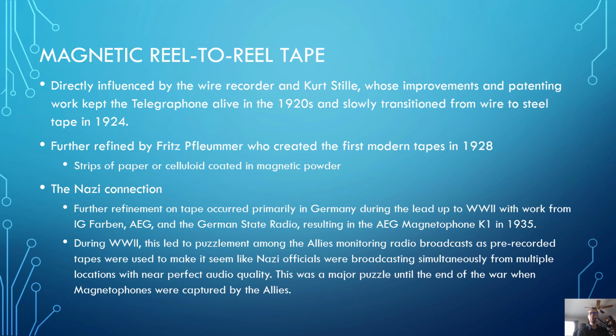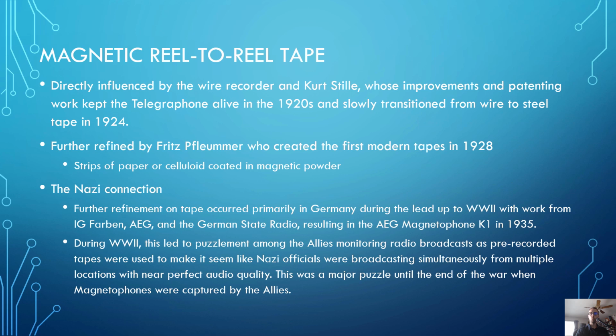Further, during World War II, the use of magnetic tape by the Nazis was a bit of a puzzle to the Allies who were monitoring radio broadcasts. The reason for this was that the Nazis would make multiple copies of a recording, then they would have different radio stations broadcast them simultaneously from different locations with essentially perfect audio quality. So the Allies were stumped.